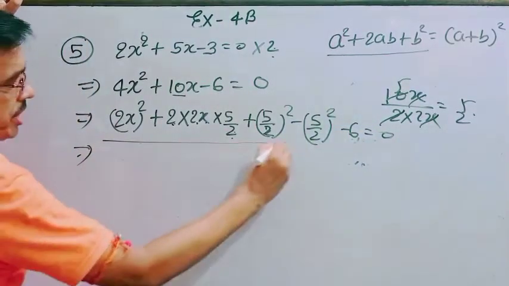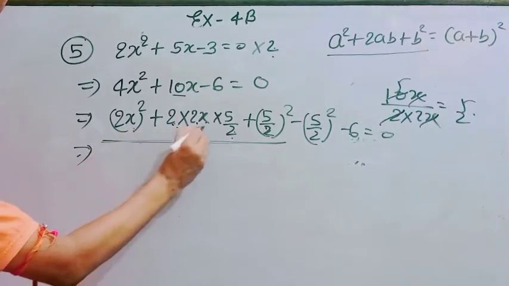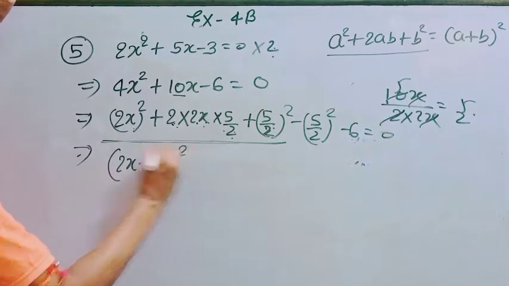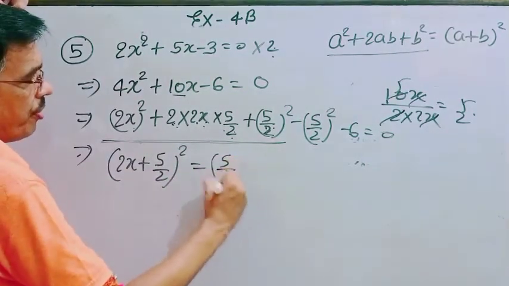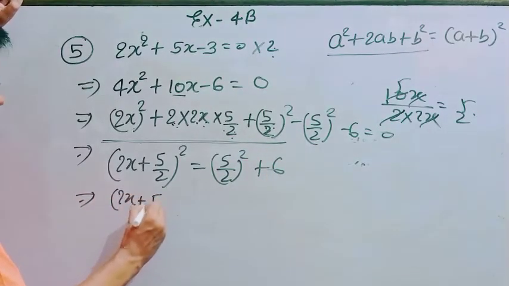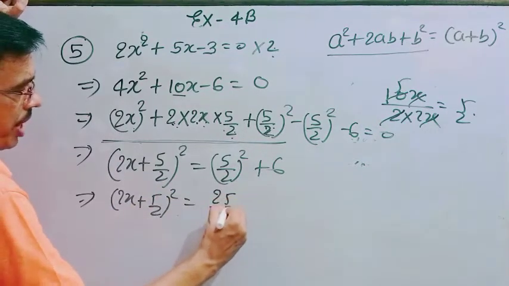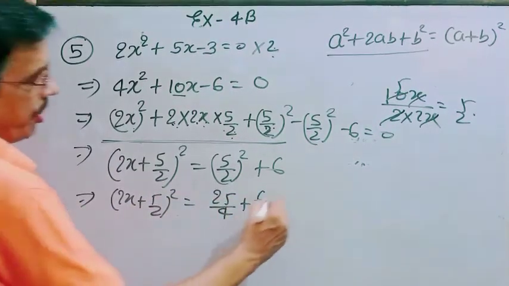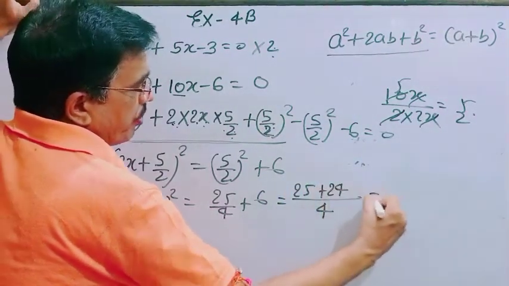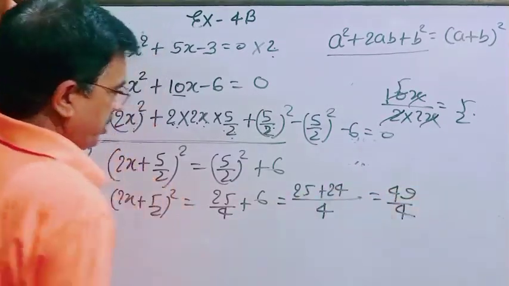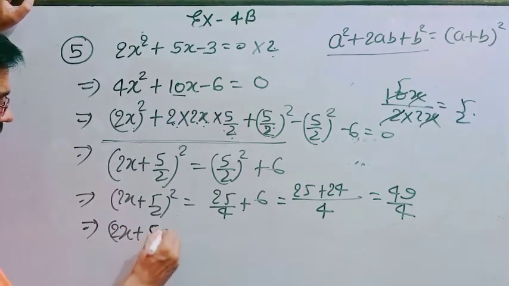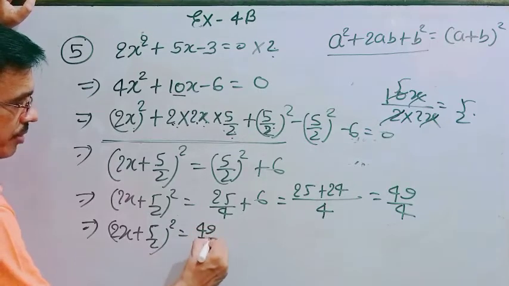What do you get here? Here you see, it is the formula of a square plus 2ab plus b square. So it is the formula of (2x plus 5 by 2) whole square is equal to (5 by 2) whole square plus 6. Next step, here is (2x plus 5 by 2) whole square, here is 25 by 4 and plus 6. What do you get here? Here the LCM is 4. It is 25 and plus 24, that is 49 by 4. And next, (2x plus 5 by 2) whole square is equal to 49 by 4.